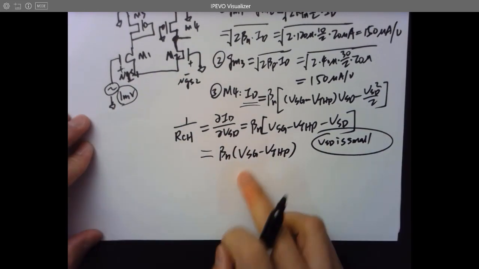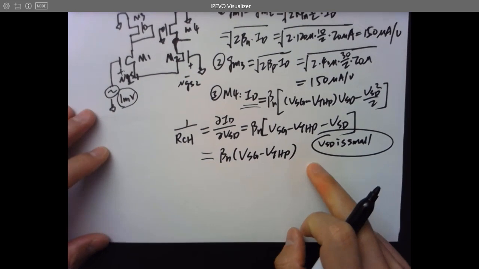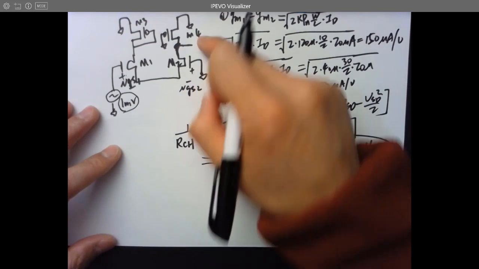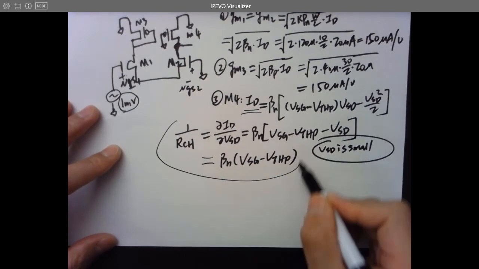All right, so that's the resistance of the channel of M4. Okay, well, this is important. You are asking, why do we need to calculate for that?